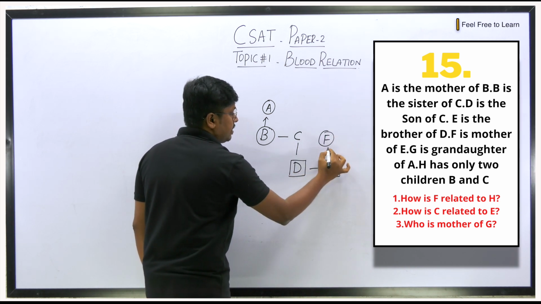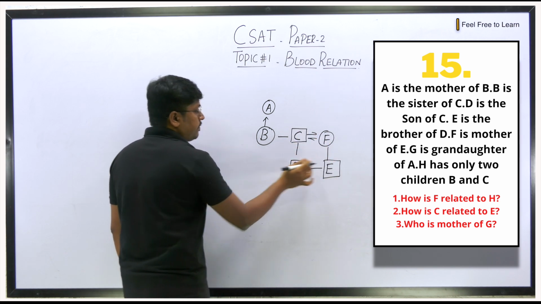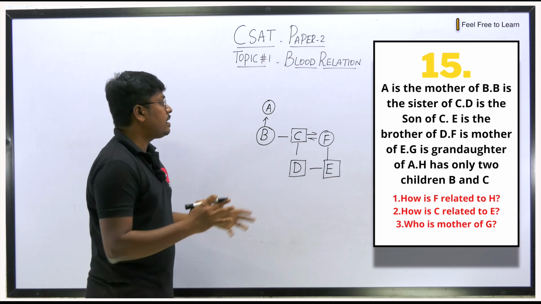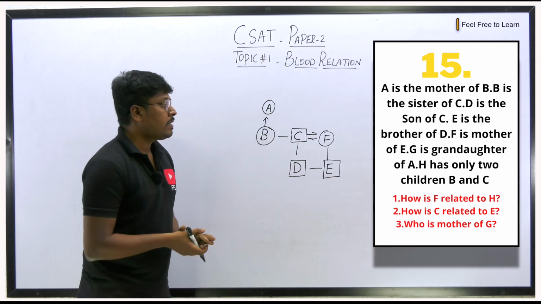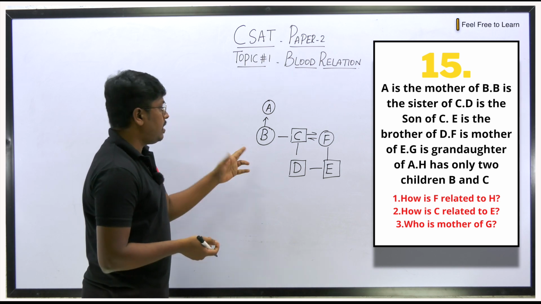So if F is a mother, then we can say that both are a married couple. So C will be the father of E. So C and F are a married couple and their children are D and E. Understood? So next here is G is, yes, I have read that point.